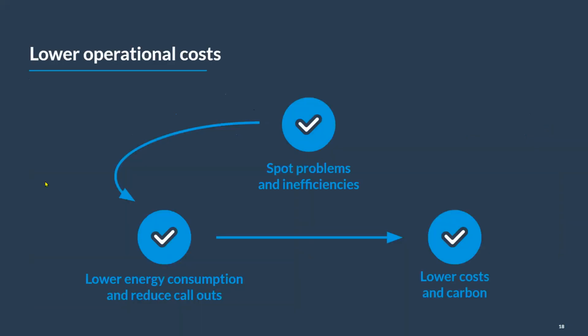Next chart, please. So in a nutshell, it's just going to lead to lower operational costs. If you monitor it, you can spot problems and inefficiencies. You can carry out minor or major interventions that will lower the consumption, reduce call-outs, and reduce carbon output. It's as simple as that.